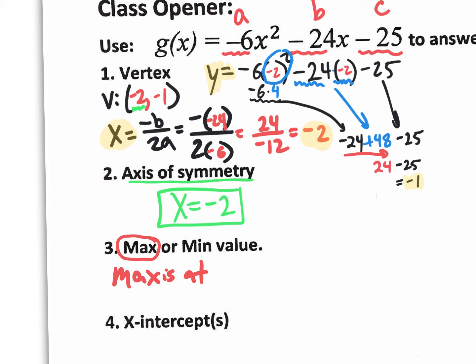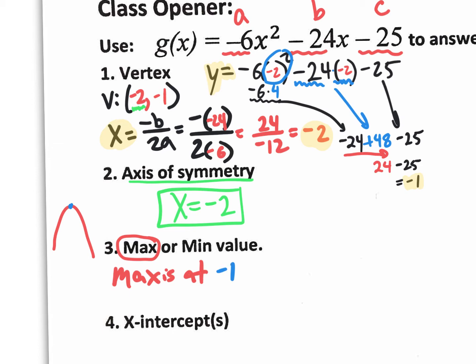What is the highest point? If I have a parabola, what's this highest point right there? That's the vertex. So you could say that the max is the vertex itself, or you could say the max is at negative 1, because when you are talking about height, up here or down there, you're talking about differences in the y value. So you could just say max is at negative 1. That's the y value of the vertex.